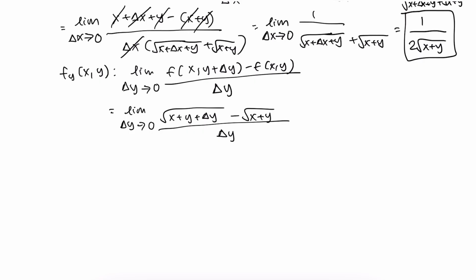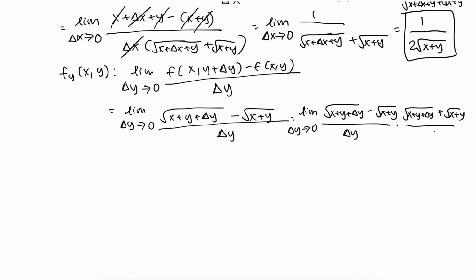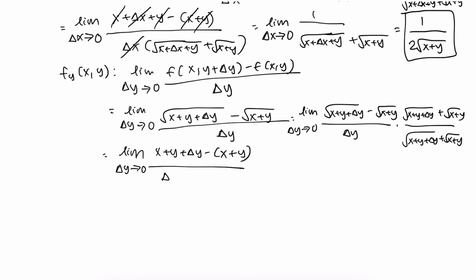And again, we're going to conjugate. So root x plus y plus delta y minus root x plus y times the conjugate, so plus root x plus y instead. And then our top simplifies very well because of the difference of two squares. So we get x plus y plus delta y minus x plus y over delta y times root x plus y plus delta y plus root x plus y.